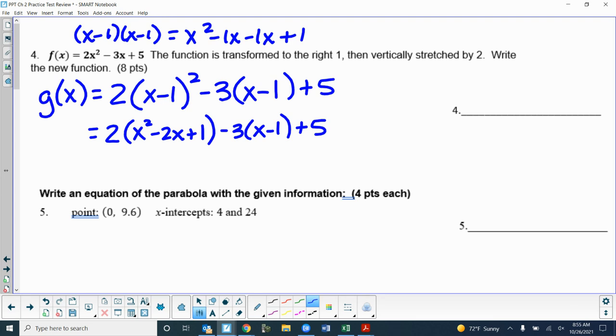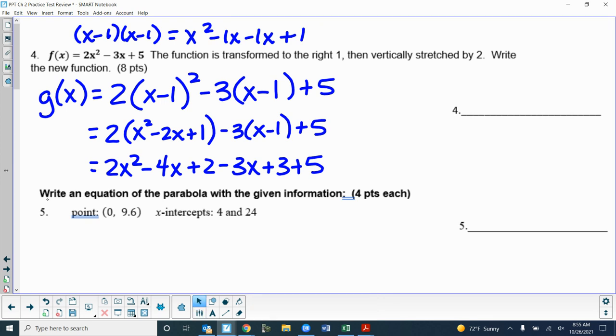Right? Now, I want to distribute the 2 and the -3 for my next step. So 2 times x squared is 2x squared. 2 times -2x is -4x. 2 times 1 is 2. -3 times x, -3x. -3 times -1 is a +3 plus 5. Okay, doesn't do anything, that plus 5. Let's move this down, give me some more room.